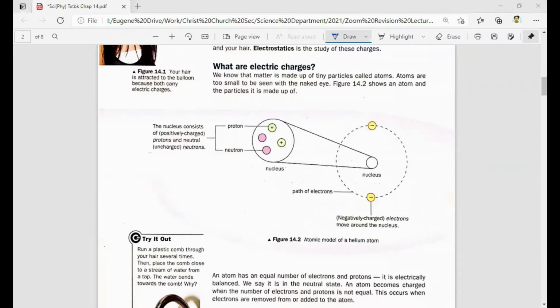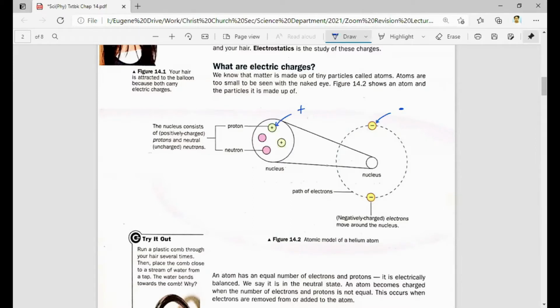Okay, so in terms of electric charges, the basics really go all the way back to the atoms. The atoms actually consist of protons, electrons, and also neutrons. The two main particles that contain charges are the protons, which are positively charged, and the electrons, which are negatively charged. These two particles are the ones that allow atoms to have charges.